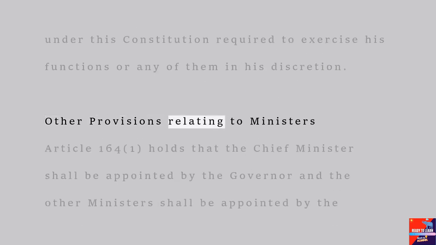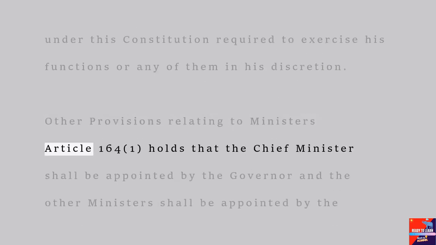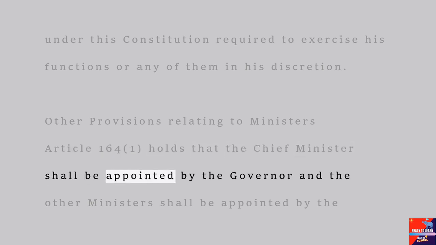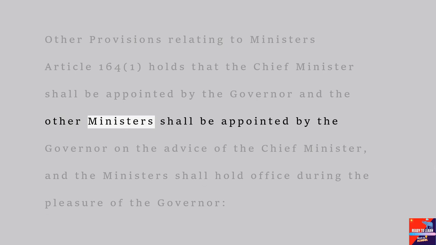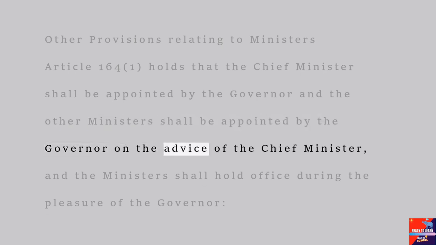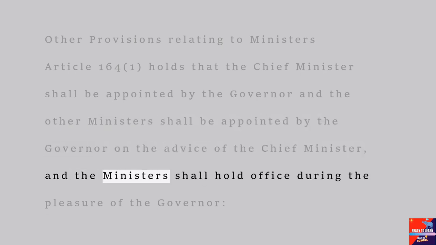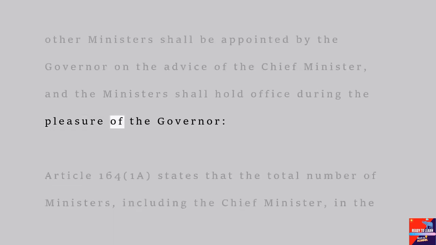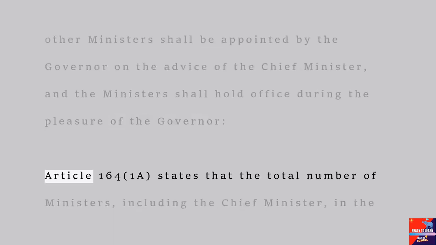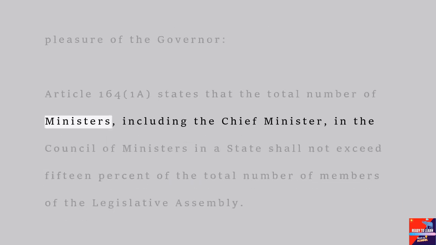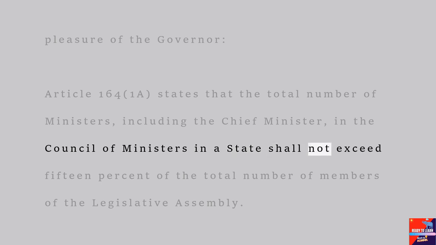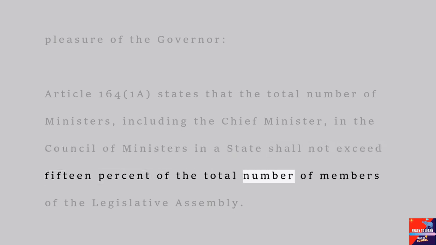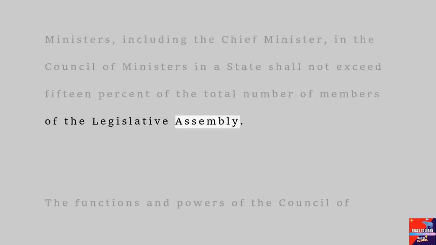Other provisions relating to ministers. Article 164(1) holds that the Chief Minister shall be appointed by the Governor, and the other ministers shall be appointed by the Governor on the advice of the Chief Minister, and the ministers shall hold office during the pleasure of the Governor. Article 164(1)(a) states that the total number of ministers, including the Chief Minister, in the Council of Ministers in a state shall not exceed 15% of the total number of members of the Legislative Assembly.